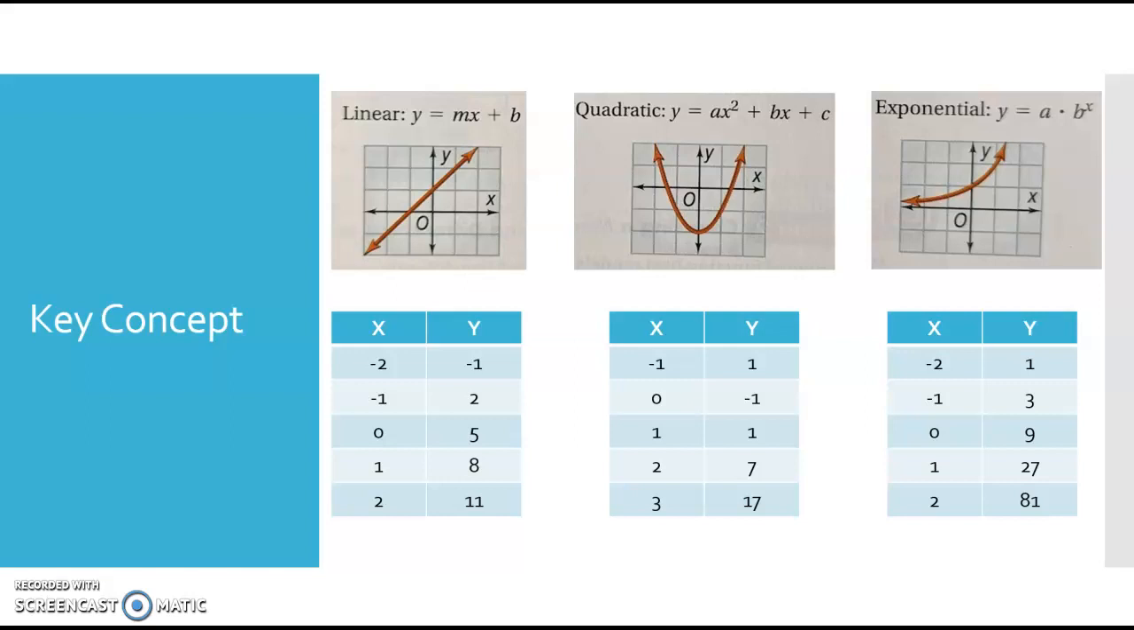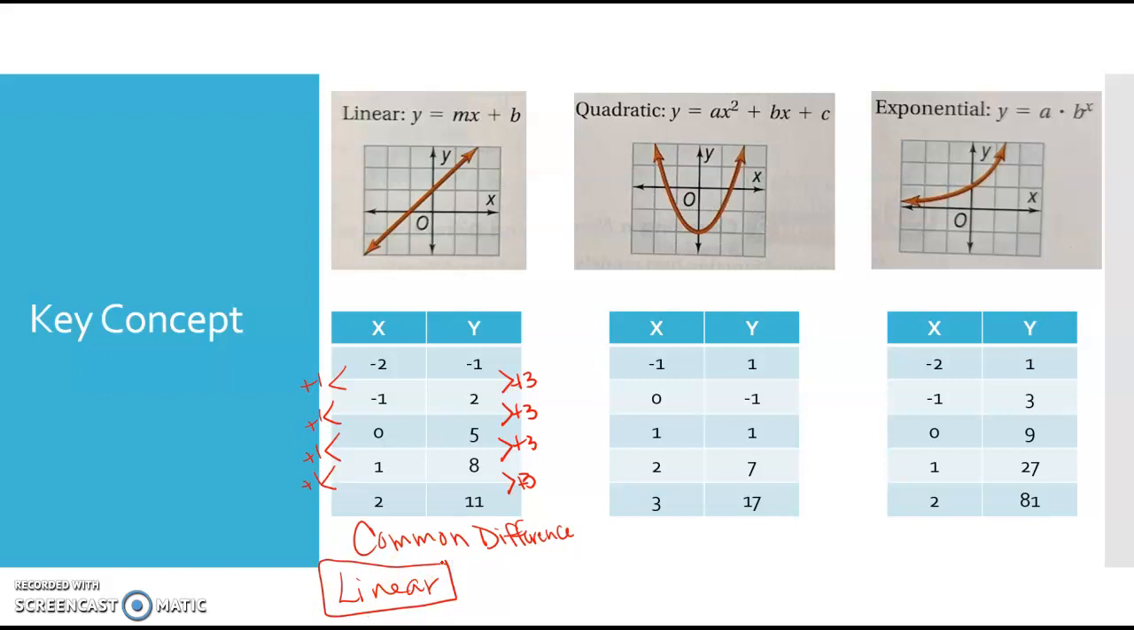Now, when we are looking at tables, what we're going to notice is with a line, we talked about how we change by the same thing every time. So our x's are increasing by 1 for each and every one of these, and our y's are adding 3. We're going to add 3 to each to get the next. And so we know that that is a common difference. Difference just meaning the distance between our points. We have a common distance. In this case, it's 3. But what that means is that it's linear.